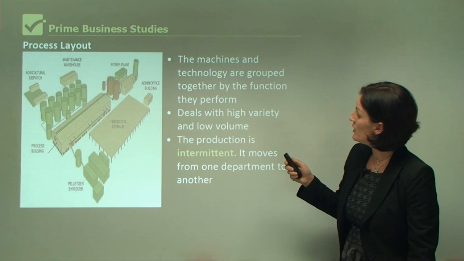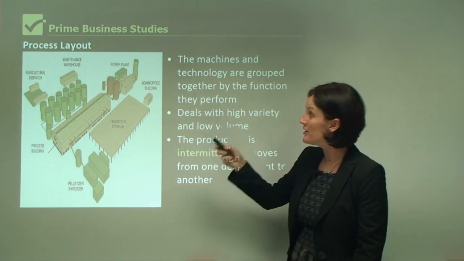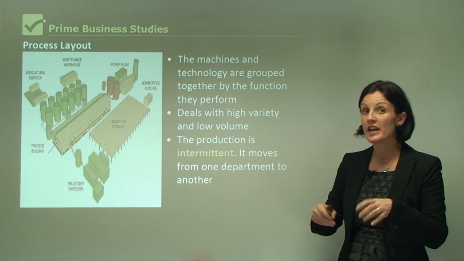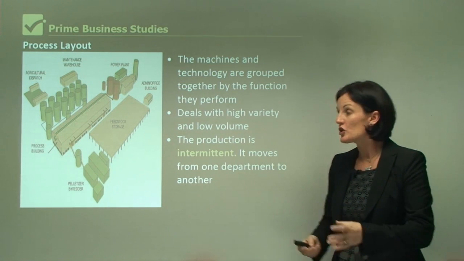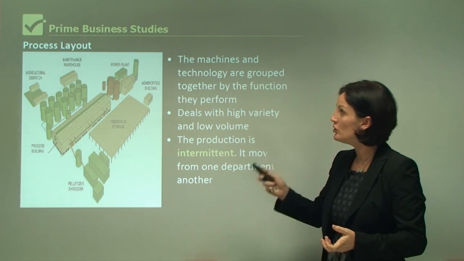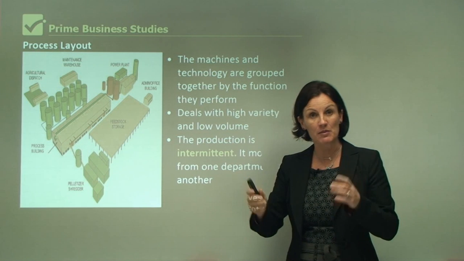Also, if I want to have a lot of variety in my product, I then will use process layout. So it's for high variety and low volume. So my example of the shampoo manufacturer may use process layout because they have a high variety in their product range.